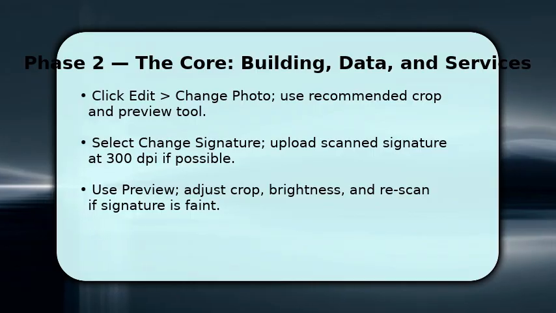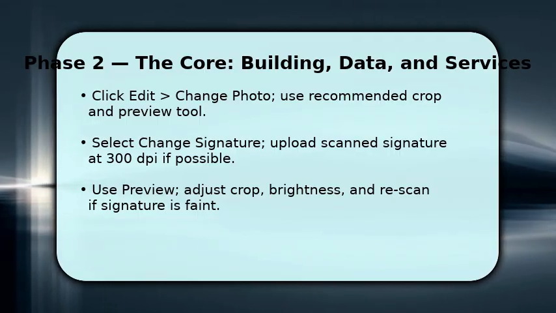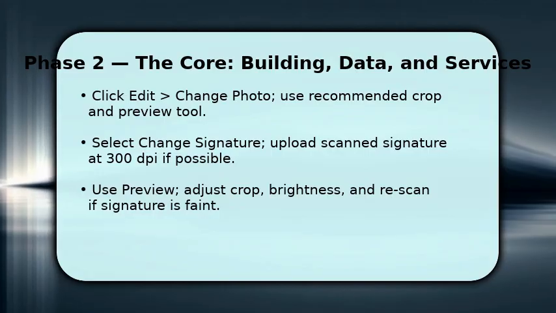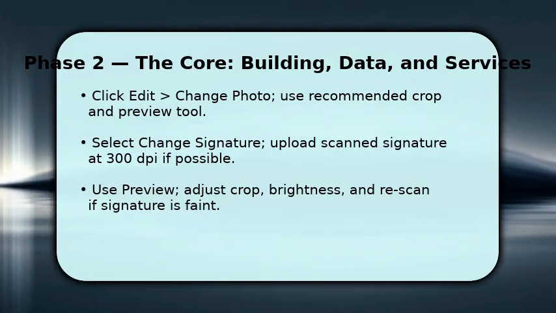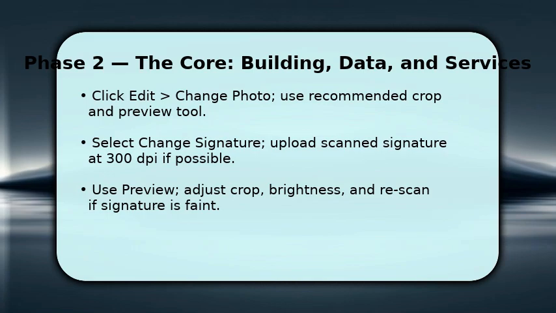Once you see the preview, adjust brightness or recrop to keep text and strokes clear. If the signature looks faint, rescan or darken it before proceeding. These middle steps ensure the system accepts both assets cleanly.